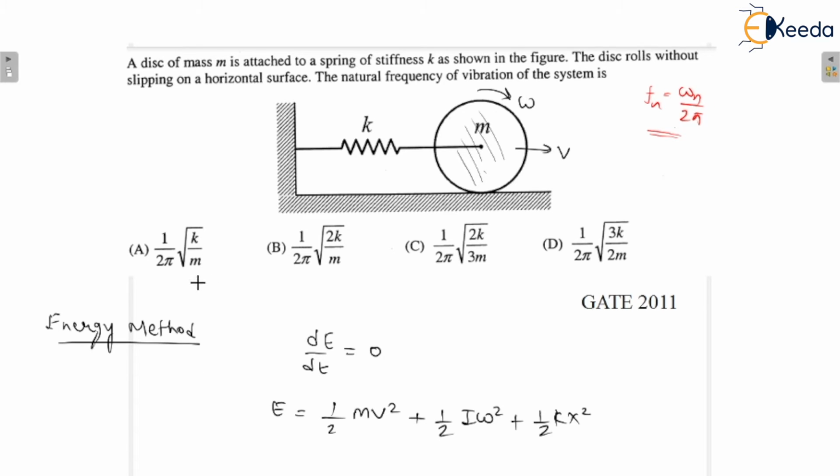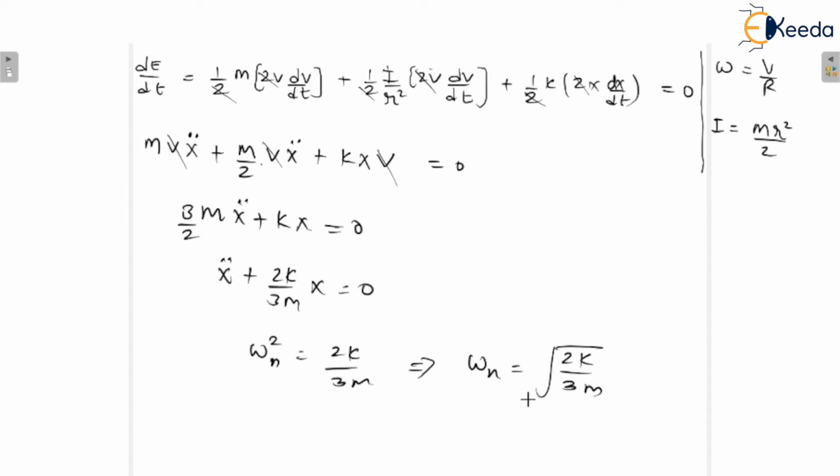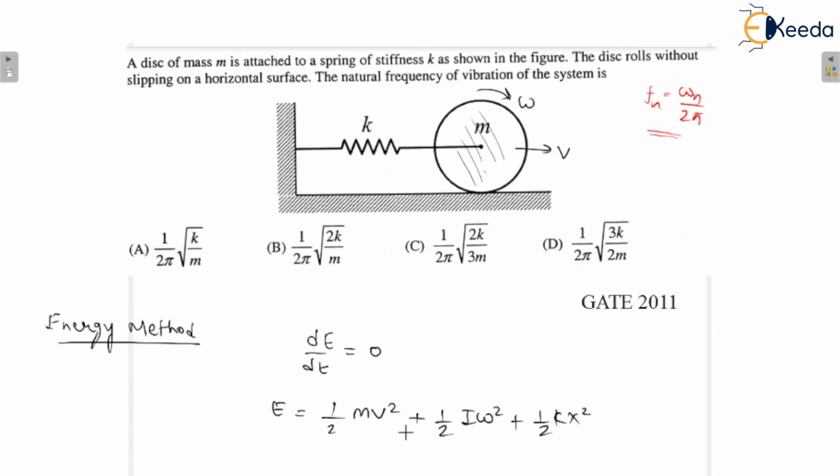But here in the options you can see there will be a frequency in hertz, so you have to multiply with 1 upon 2 pi. So frequency in hertz is 1 upon 2 pi omega n, that means under root of 2k upon 3m. Okay, so option C is the correct answer.